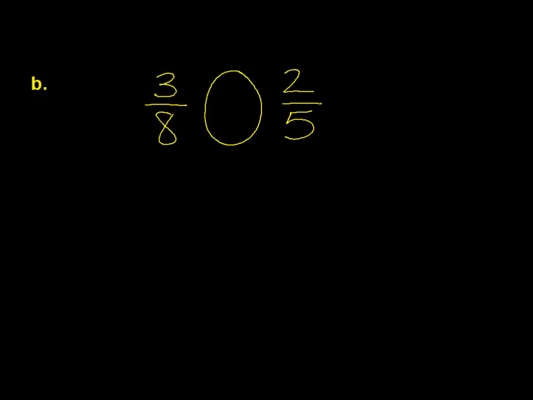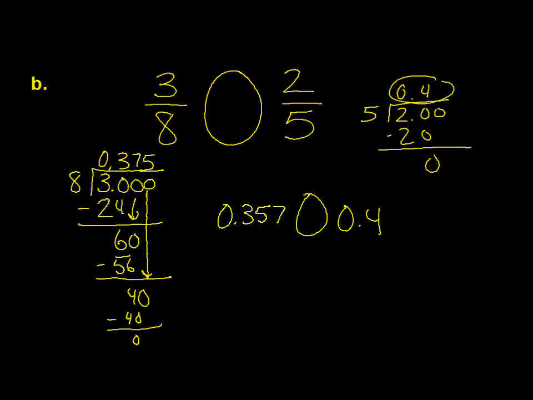Letter B. Again, pause the video, come back and see how you did. Alright, so I've taken a moment to work these problems out for you. On the left-hand side, our final answer is 0 and 375 thousandths. And on the right-hand side, we have 0 and 4/10. So we can go ahead and make our quick comparison. And it's easy to see, in this case, that 3/8 is less than 2/5.